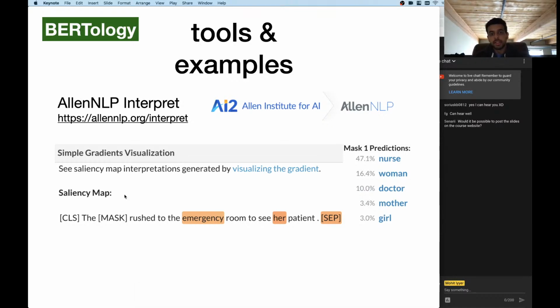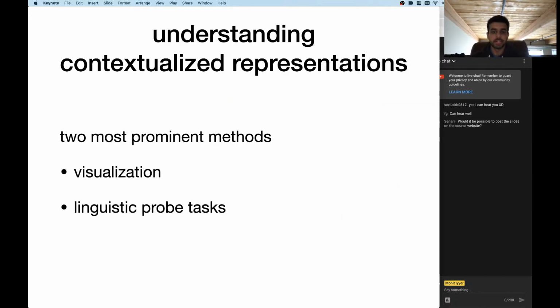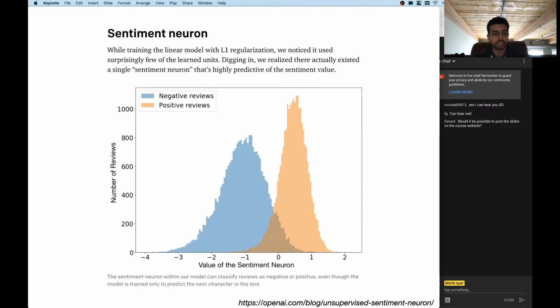But we might be interested in asking some more interesting questions about what these models have learned that aren't specific to just a single input example, because the model might agree with what we think it should focus on in certain examples and disagree on other examples, and it becomes hard to know how exactly the model is reasoning about a more general phenomenon. So we'll spend more time in this lecture on the second of these two bullets, linguistic probe tasks, but first we can go over some other visualization-based approaches.